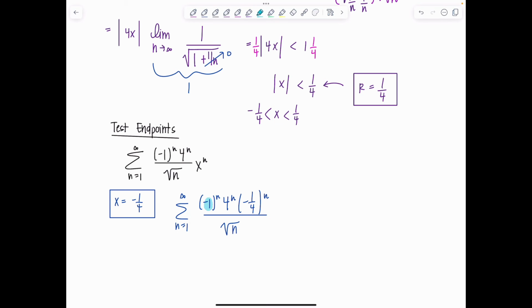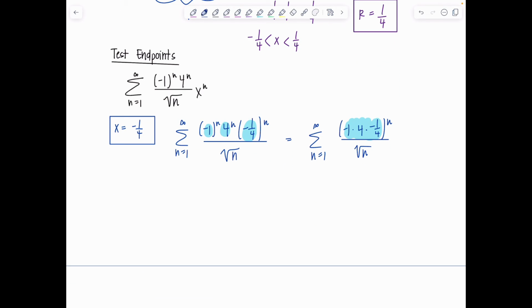Everybody in the numerator is being raised to the n, so I can group them in the same set of parentheses. So I can write this as the sum, n equals 1 to infinity, -1 times 4 times -1/4 to the n. Do you see that? Oh, good. Over rad n. And then what does all this give me? -1 times 4 times -1/4. It's +1, right? Oh, I don't need to write 1 to the n, but I will just for a hot second, because that's just 1.